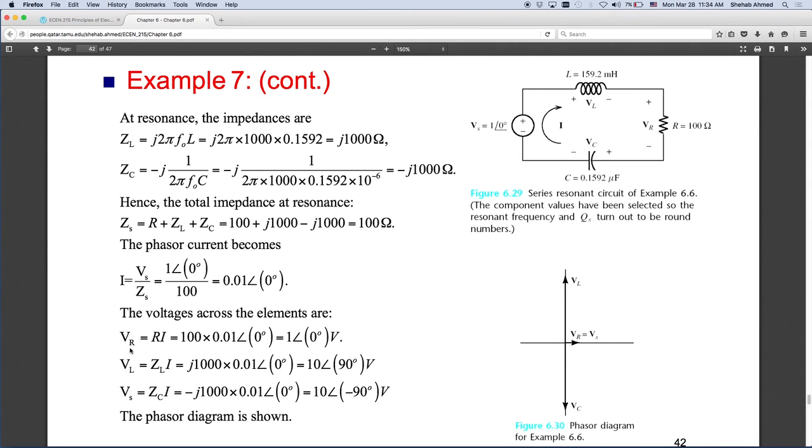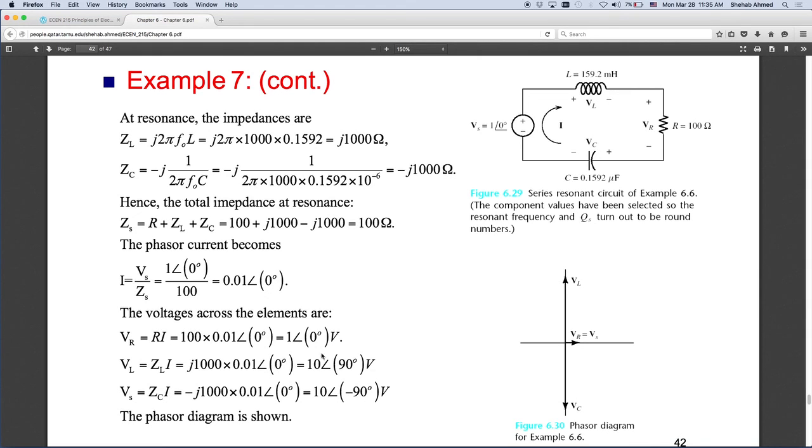The voltage across the resistor is the resistance times the current, so 100 ohms times 0.01 angle 0. We expect to see 1 angle 0. Across the inductance, we go back to the ZL we calculated at resonance, j 1000 ohms, times the current 0.01 angle 0, so it's 10 angle 90. And this one was 10 angle minus 90.